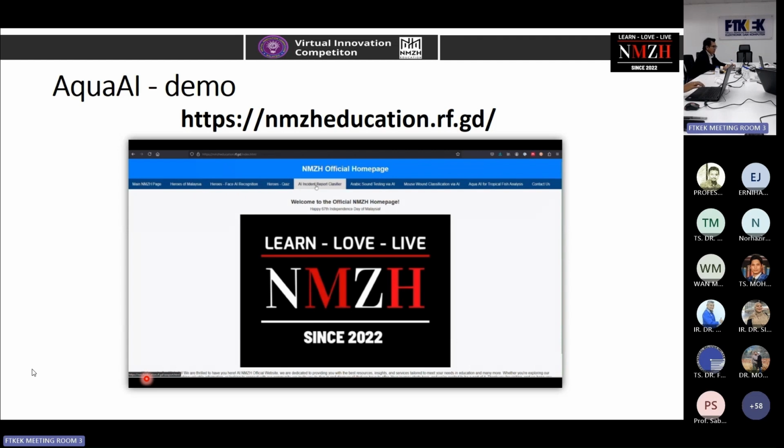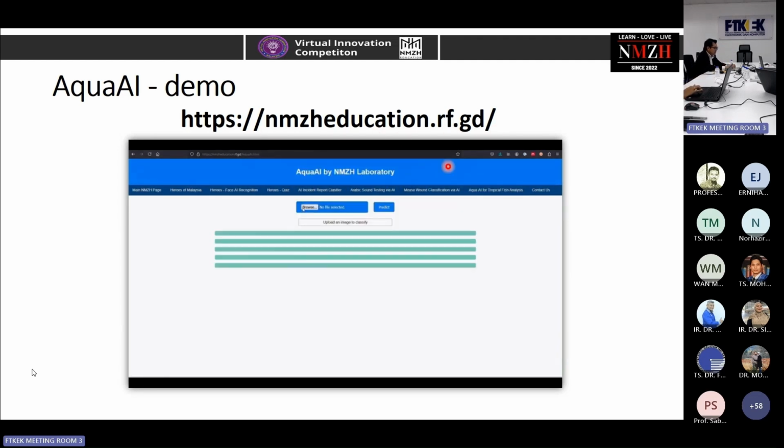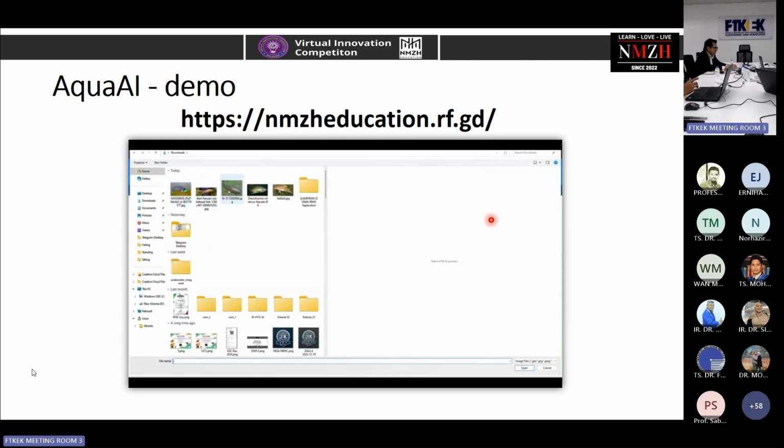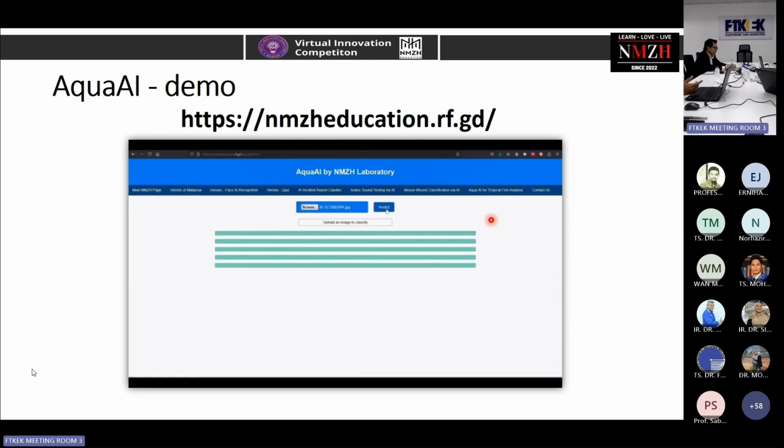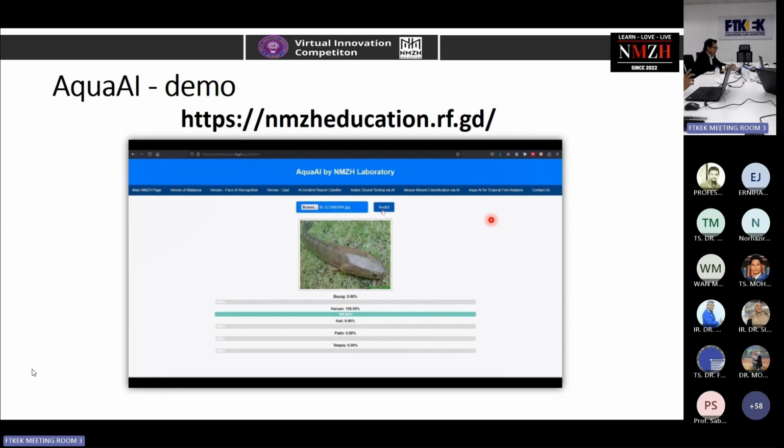Okay, so this is NMZH Education. You can go straight to the link; this is, for example, prediction. It's real time, nothing hidden. We have a front end and a back end over here. The front end is web based, and the back end is a cloud-processing AI API.